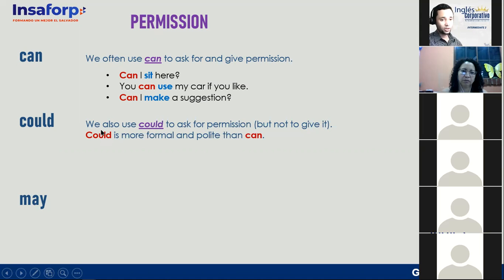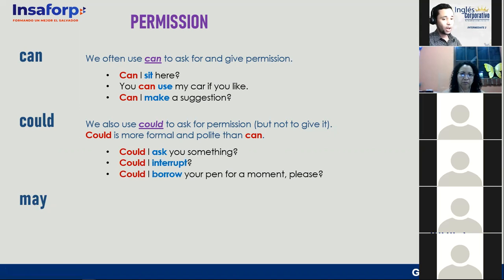Now, be careful because we can use could to ask for permission, para pedir permiso, but not to give it. No se ocupa para dar permiso. Okay, could is more formal and polite than can. Examples: Could I ask you something? Could I interrupt? Could I borrow your pen for a moment, please?